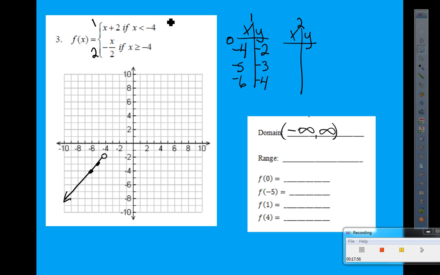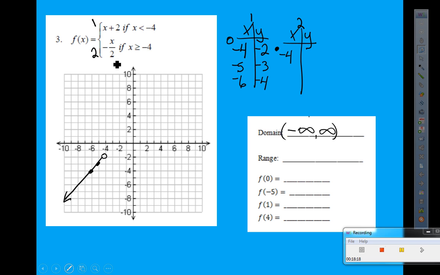Hey, peek back up here. Look at equation 1. The inequality is pointing to the left. This line goes to the left. So that's a good check. Now let's pick on equation number 2. You have to use negative 4. And it's going to be a closed dot.